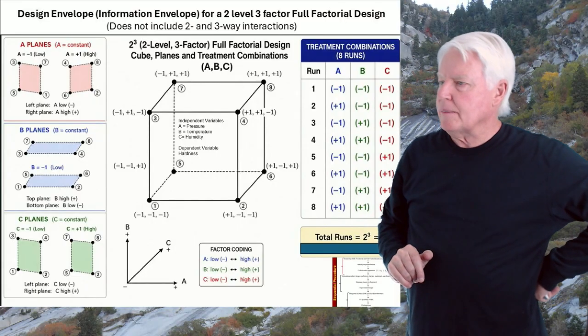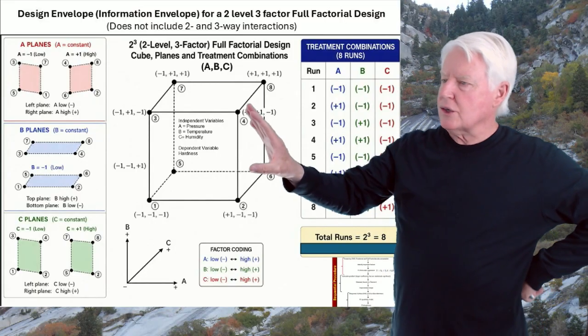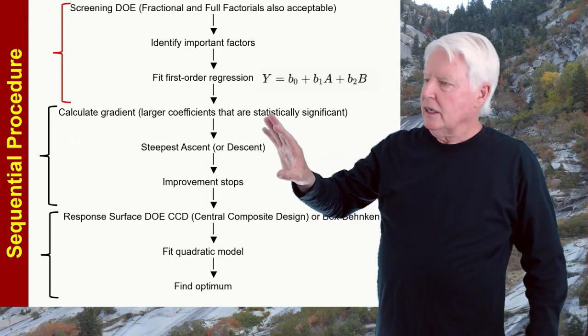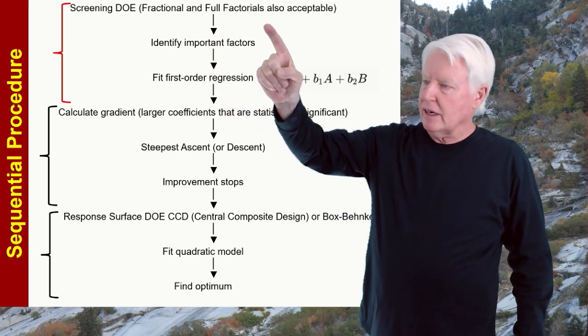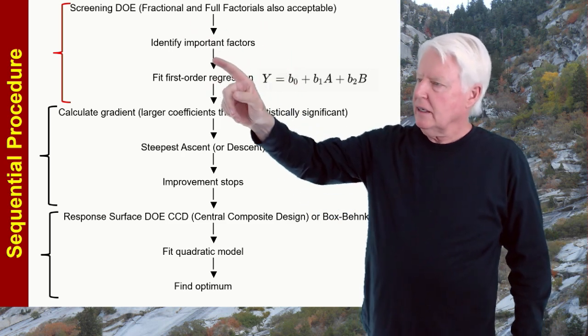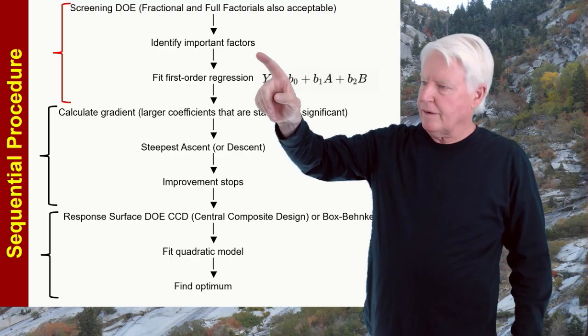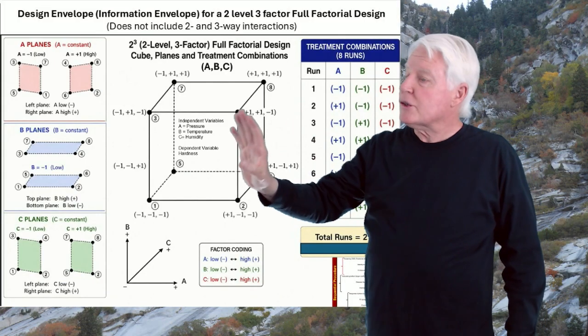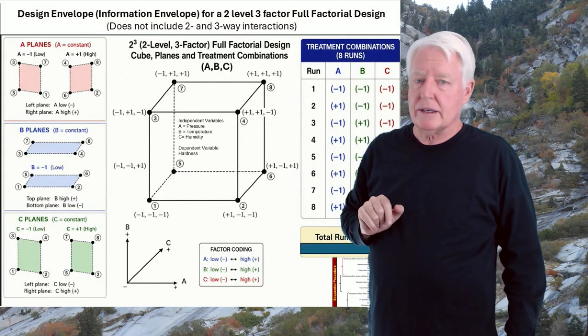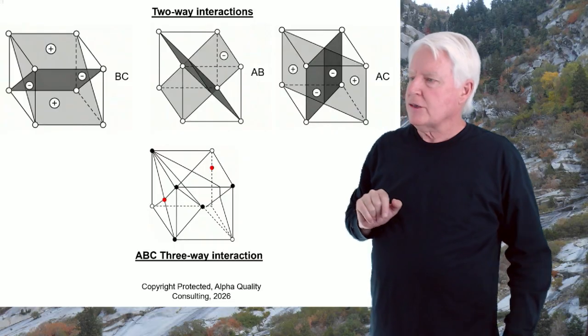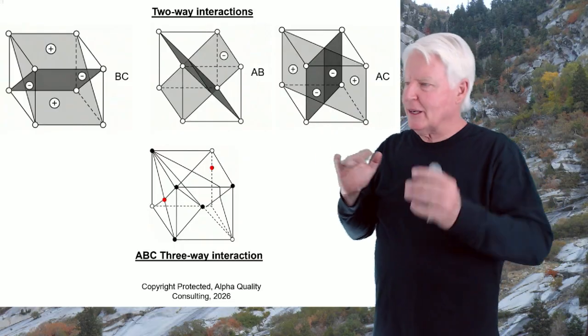What else can I tell you about this? This is where you usually start in this procedure: you run your full factorial design, for example, as would be the case here, and identify the important factors. And this is what it looks like in three-dimensional space. So we're going to have to start thinking about three-dimensional space.